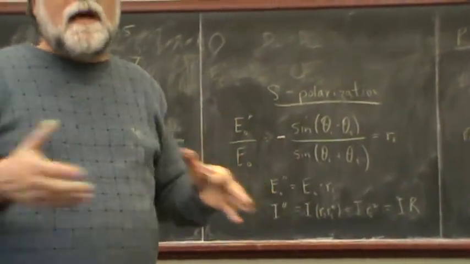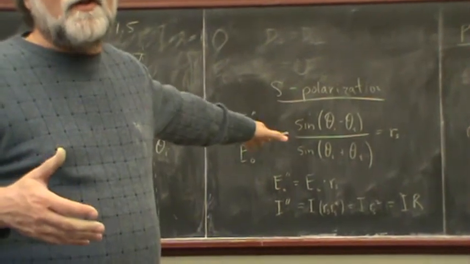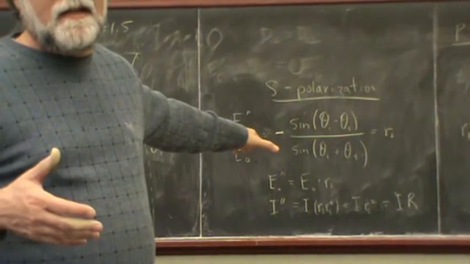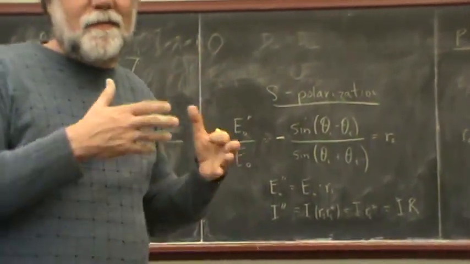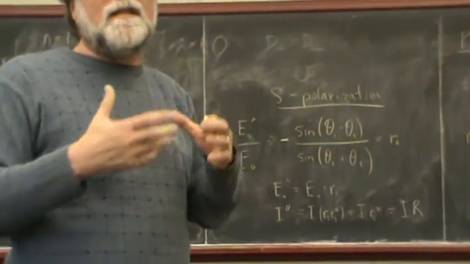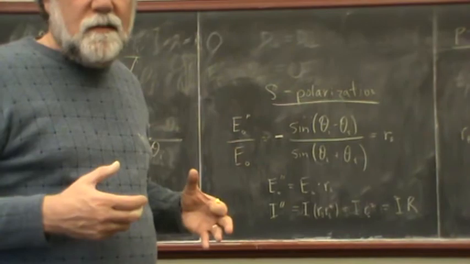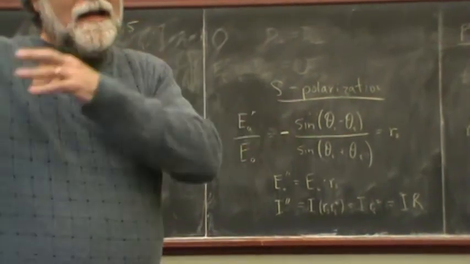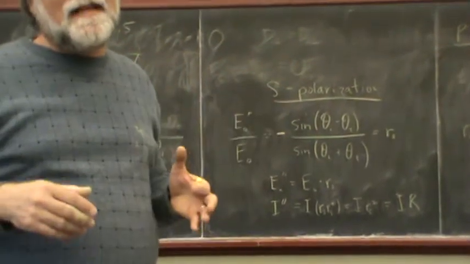But most of the time you don't have to worry about any of that, because what you're really interested in is the intensity, and that's the field times its complex conjugate, which is always going to be real. And it turns out that all of that e to the i omega stuff disappears, and you just get a simple intensity out.